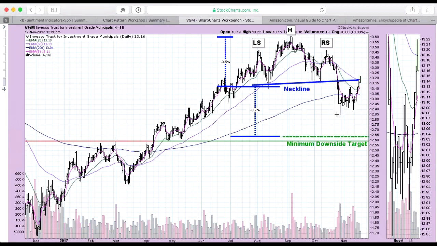Right. And as you can see here, it was in a very strong uptrend, but it needed a pullback. So it formed this head and shoulders. We got that breakdown, but because it was in a very strong bullish trend, it didn't actually reach that minimum downside target before reversing, but we did get the breakdown. So setting a stop at the neckline would have preserved some of your profit.